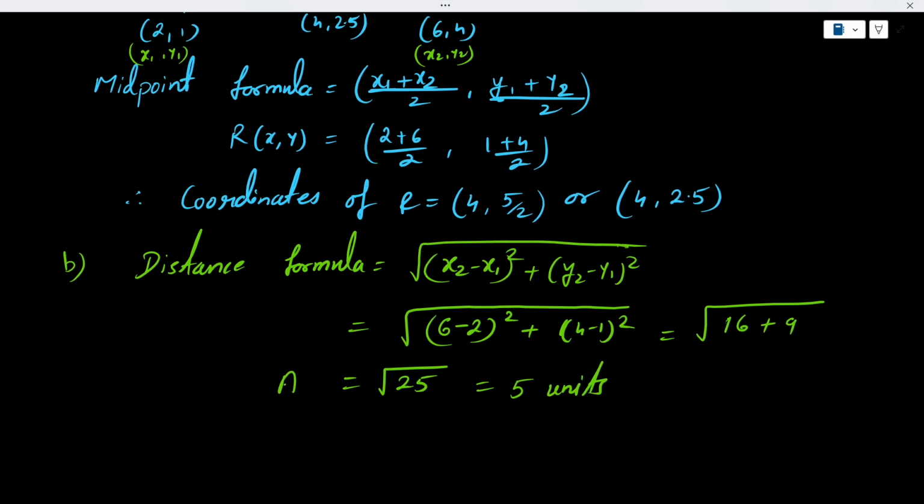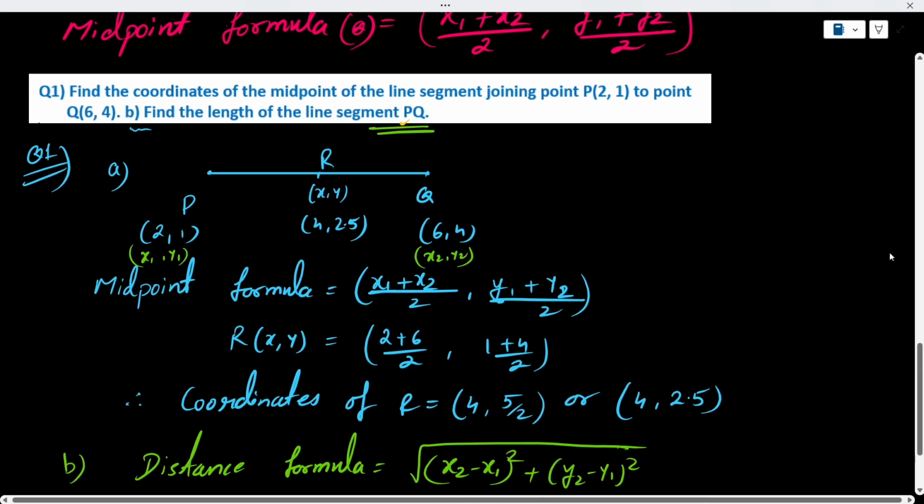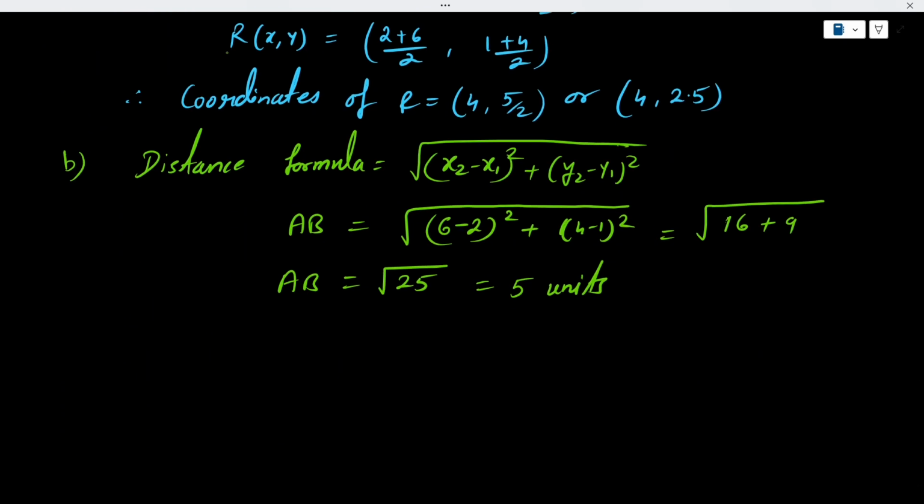So this is the AB distance. This is nothing but you calculating distance here. We have taken PQ, so it's not AB, it is PQ, right? So you write down here the PQ length is 5 units using the distance formula. Let us go for the next question also. What are the other types of questions you can get here using the distance and midpoint formulas?